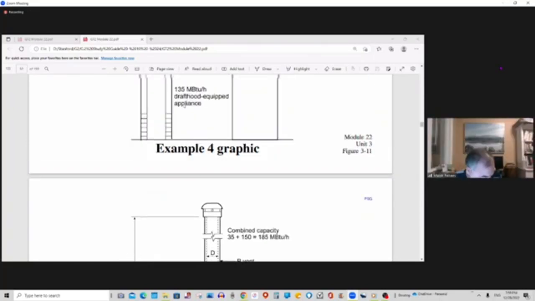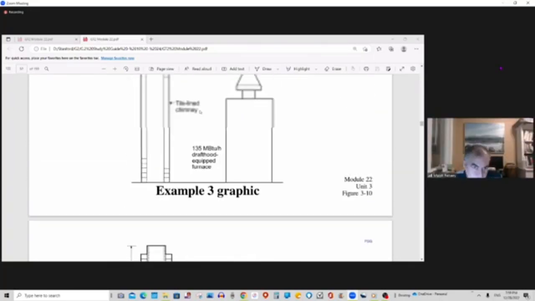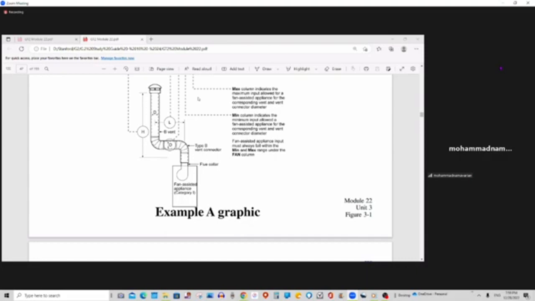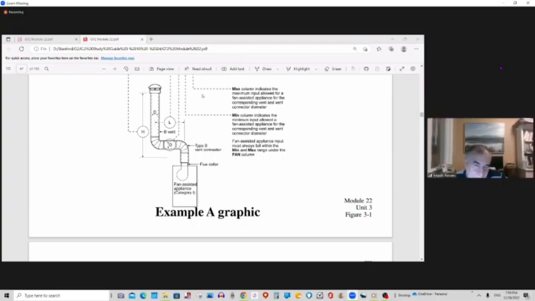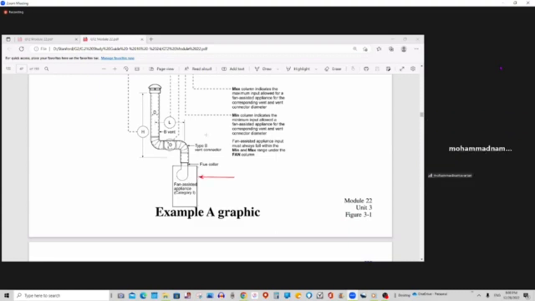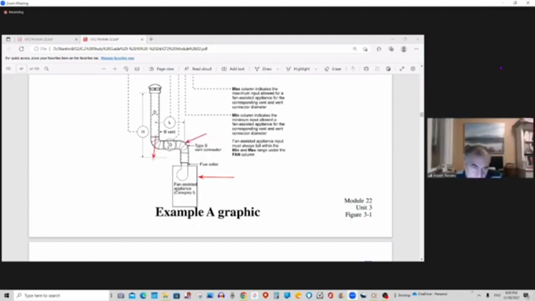Go to Table C1, page 279. Table C.1, capacity of Type B double wall vents with Type B double wall vent connector serving a single Category 1 appliance. When you have a single appliance, one appliance, here, this B connector from here to here is the B connector.